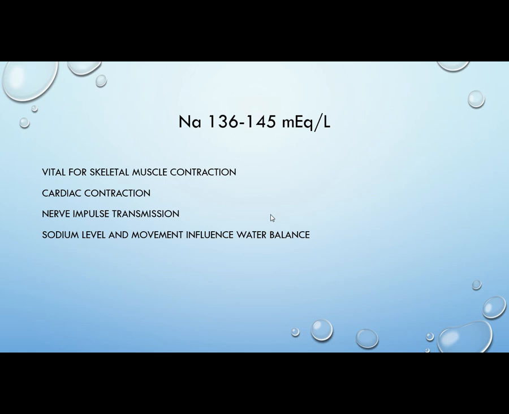Low sodium levels inhibit the secretion of ADH and NP, and it triggers your aldosterone secretion. So high sodium levels inhibit aldosterone secretion and directly stimulate secretion of ADH and your natriuretic peptides, okay?